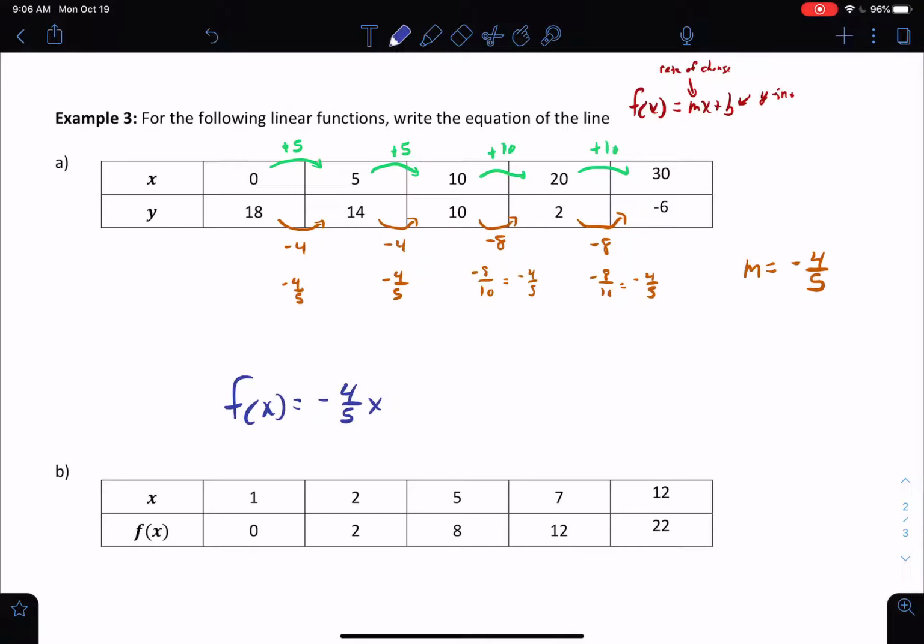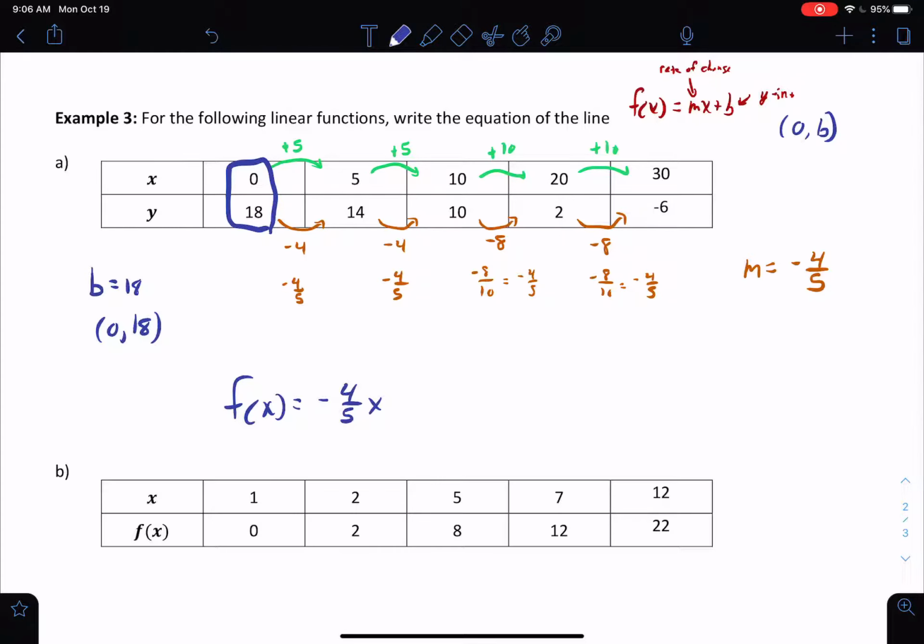All right, now we got to figure out what the y-intercept is. Remember, the y-intercept is where the x-coordinate is 0. We need to figure out what the y-coordinate is at that point, okay? So sometimes we may have to work for our y-intercept, but we should first look at our table and see, are we given when the x-coordinate is 0? We are, right in this first box. So the b value is 18.